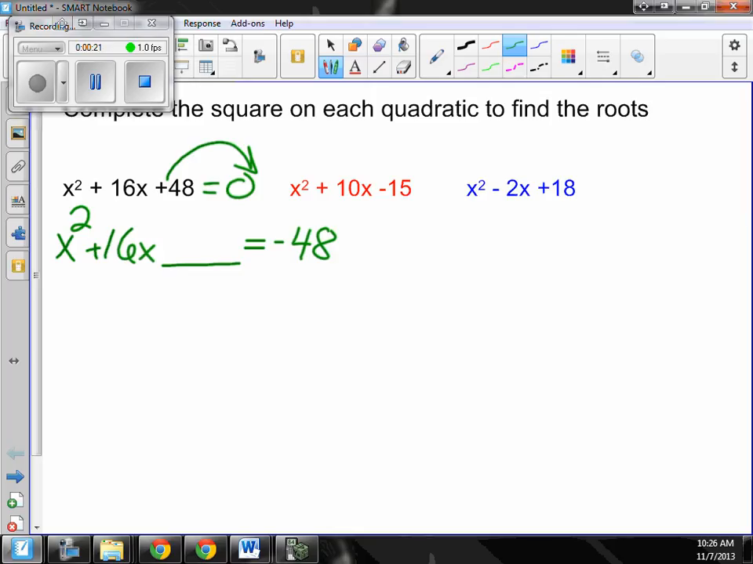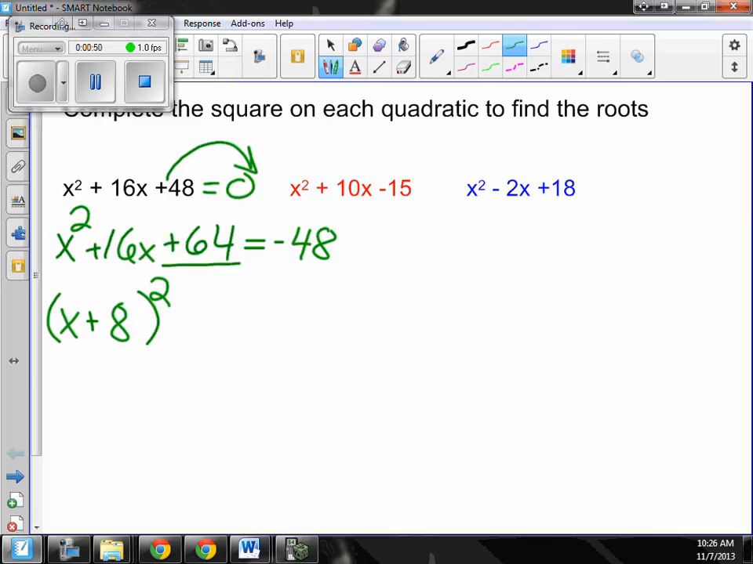Now, we want to create a perfect square. So this is going to be x with something in here to the second power. What number goes inside this factor? It's half of 16, so positive 8. And then what do I do to this 8 to find my perfect square? Times it by itself. So 8 times 8 is 64, so we put plus 64.